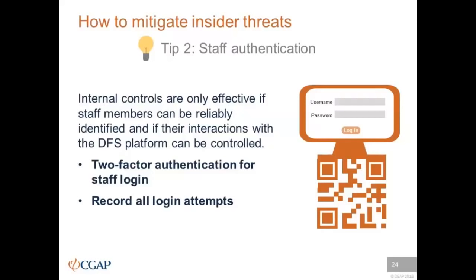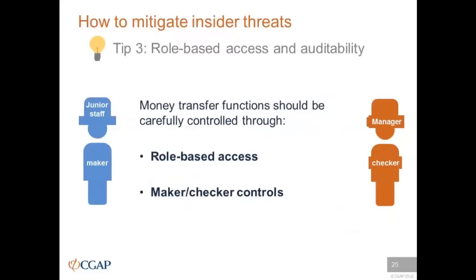Everything needs to be auditable, so we need to record all login attempts, whether they're successful or not. So at least if somebody does get away with the money, we can trace them later. And then, of course, we need role-based access and auditability. So money transfer functions in particular should be carefully controlled through role-based access. So someone whose job doesn't involve money transfers can't transfer money. Maker checker controls, also known as 4 eyes in some markets. So a junior staff member can make but not check or approve transfers, and a manager can't make but he can check or approve transfers.